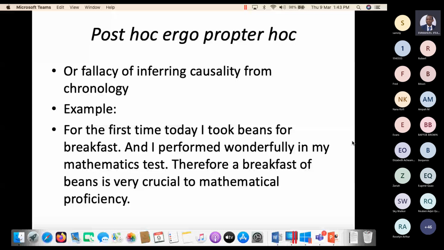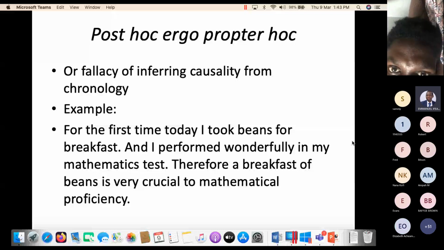So this is a fallacy, because the beans came before the test. It becomes the fallacy of thinking that whenever beans happen before a test, the test will be good. That's why we call it the fallacy of inferring causality from chronology. The fact that something happened before another thing doesn't mean it caused it.